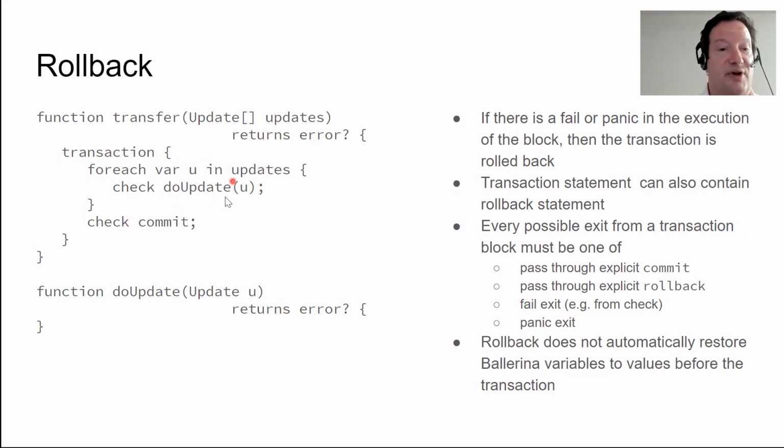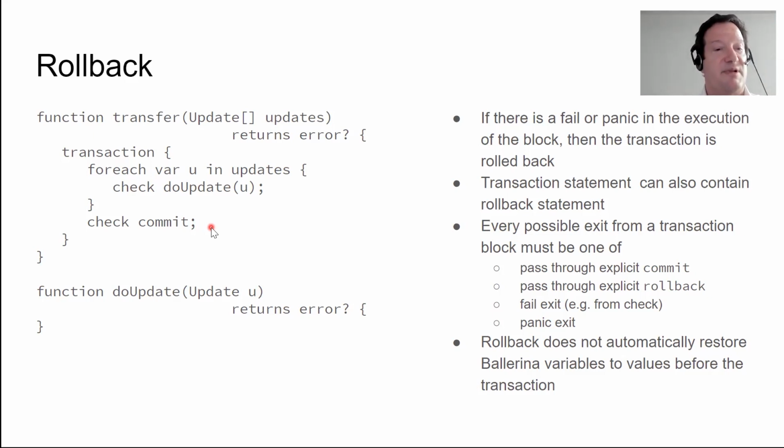And of course, at some point in running any of this code, you may get a panic, and that may cause you to exit the block. In that case, you will always get a rollback. The other way we allow is an explicit rollback statement, and that will also cause the transaction to be rolled back.